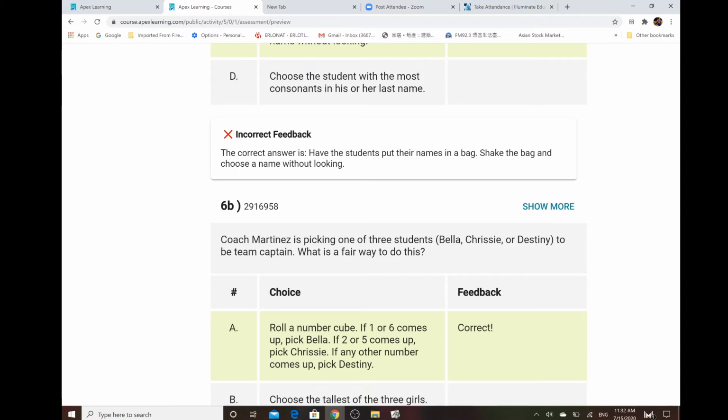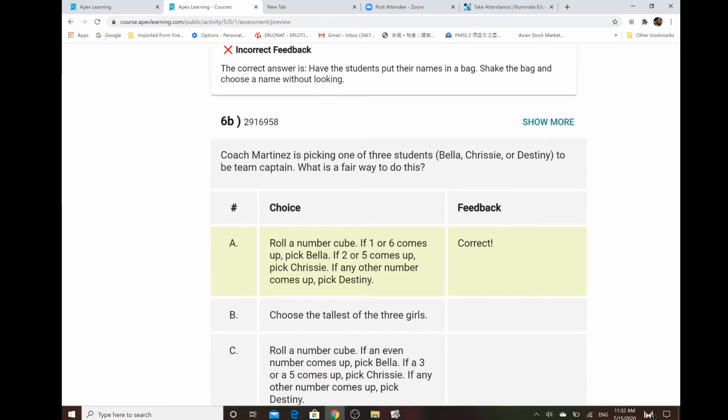Coach Martinez is picking one of 3 students, Bella, Chrissy, or Destiny, to be team captain. What's the fair way to do this? The way to do it: roll a number cube. If 1 or 6 comes up, pick Bella. If 2 or 5 comes up, pick Chrissy. If another number comes up, pick Destiny. So each person has 2 numbers representing their chances of being picked.